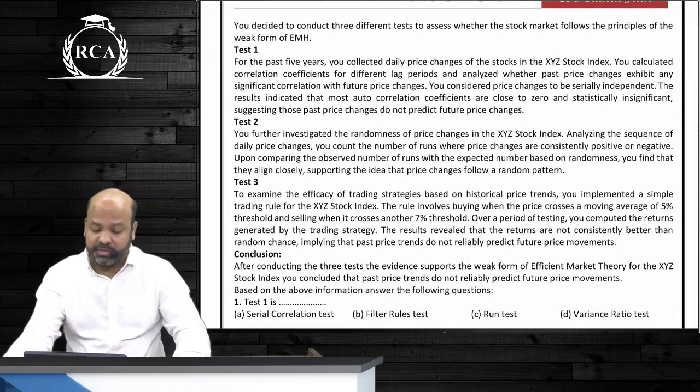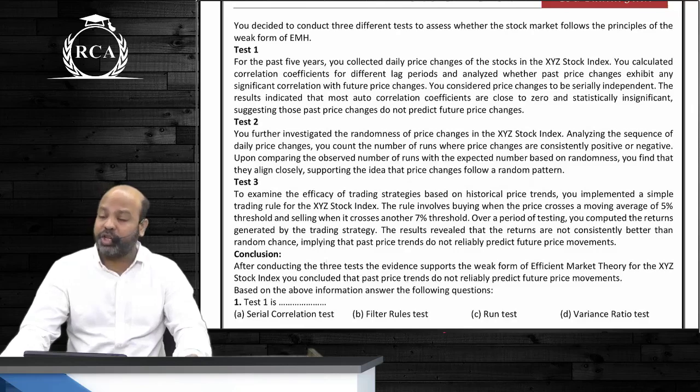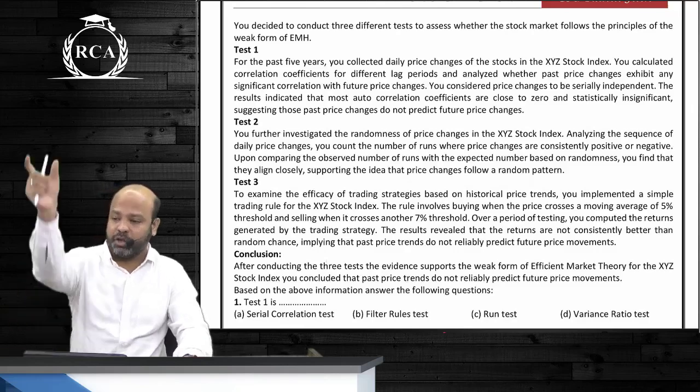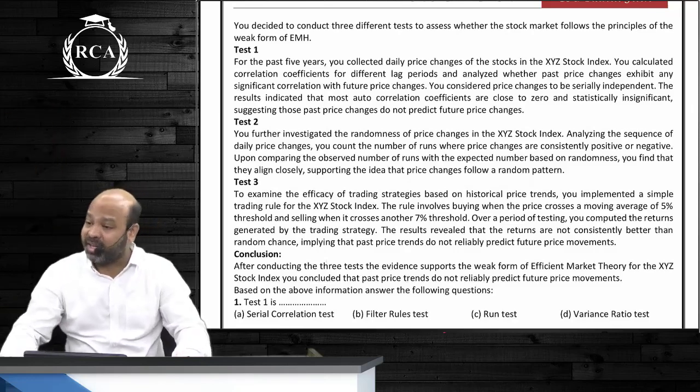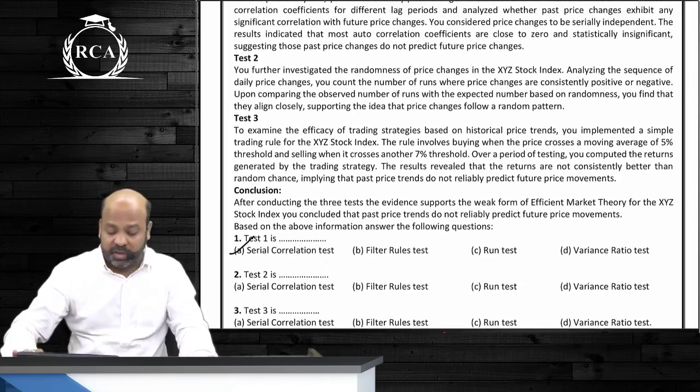The first one, guys: for the past 5 years you collected daily price changes of the stocks in the XYZ stock index. You calculated correlation coefficients. No need to read further. When you are calculating correlation coefficients based on past data, it is the auto correlation test or serial correlation test, one and the same. So the answer to the first bit is serial correlation.